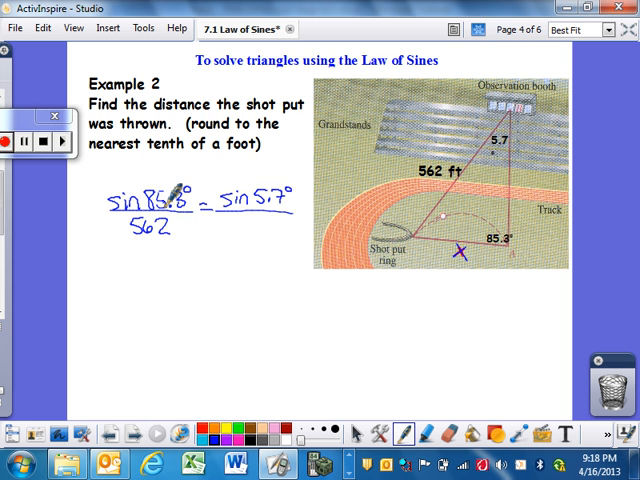Once again, there is no rhyme or reason why I put the angle on top or the bottom. That's simply a personal preference. And then you just have to cross multiply. So I'm going to go x times sine of 85.3 degrees equals, go the other way, 562 times sine of 5.7 degrees. And to solve for x, I literally just need to divide by the sine of 85.3.